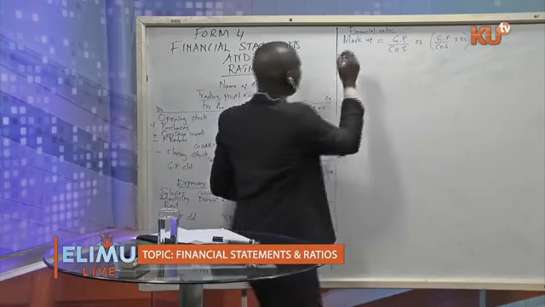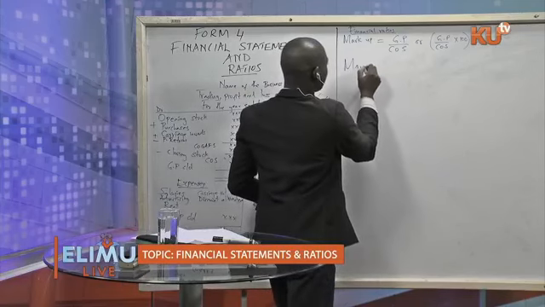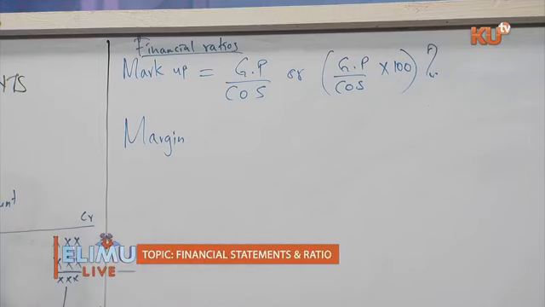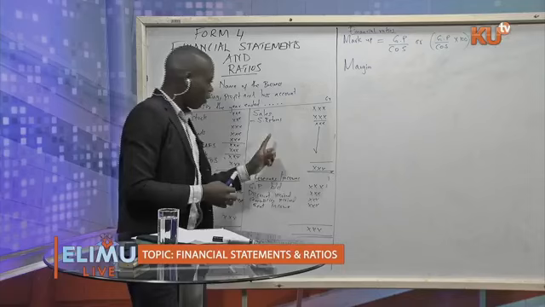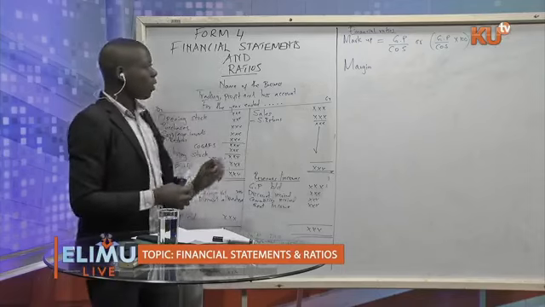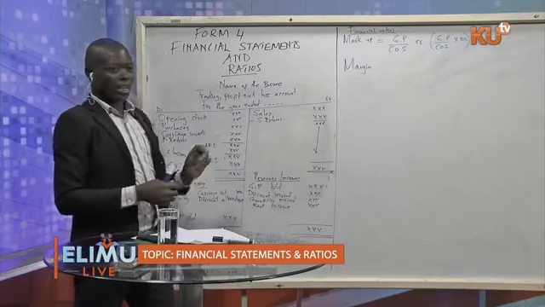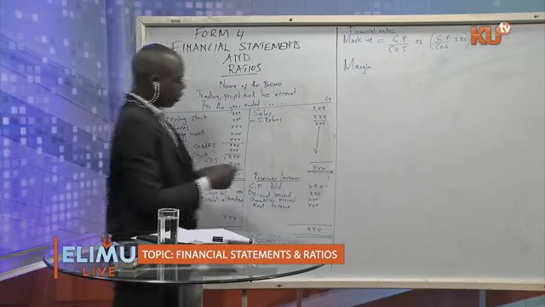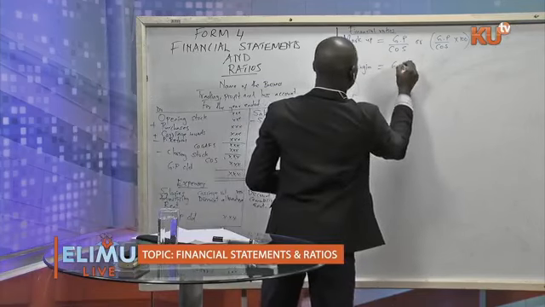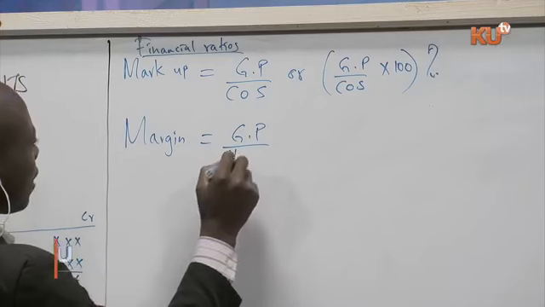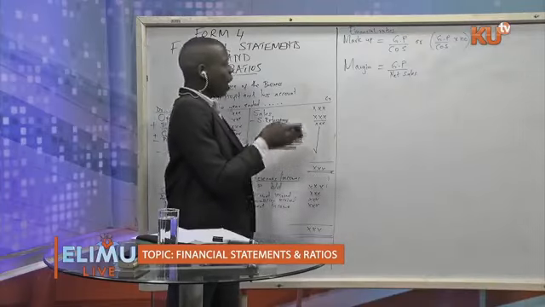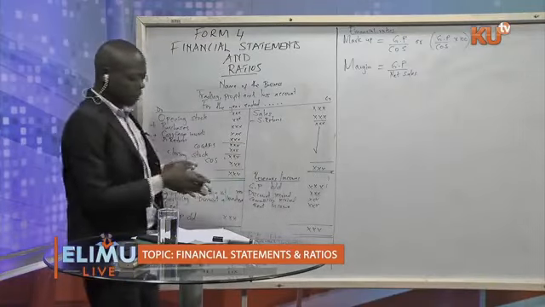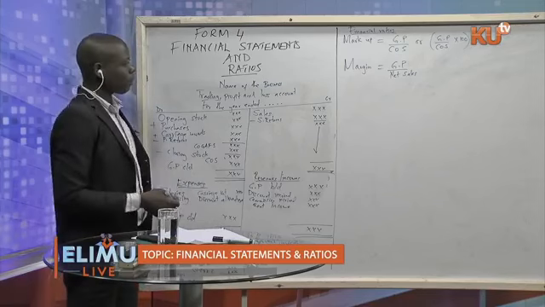Number two, we are going to calculate what we call margin. Margin is the ratio of gross profit against net sales. We compare gross profit and net sales. That one is called margin. And so the formula for margin is gross profit over net sales. This will help us to determine how much we have been able to acquire out of the gross profit that we've made as a business.